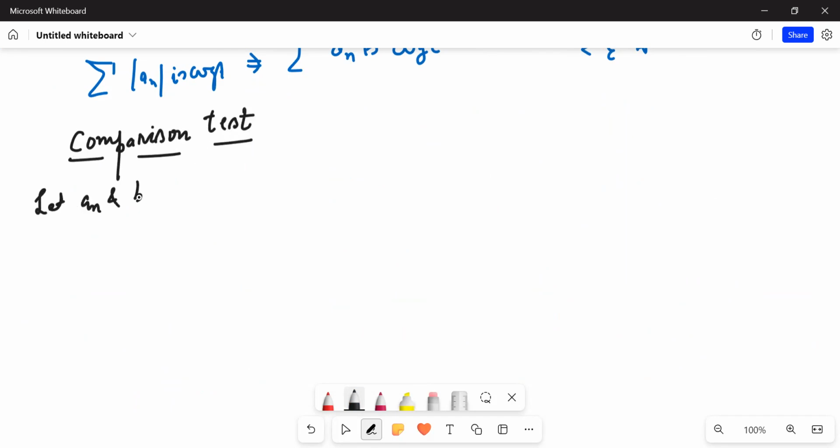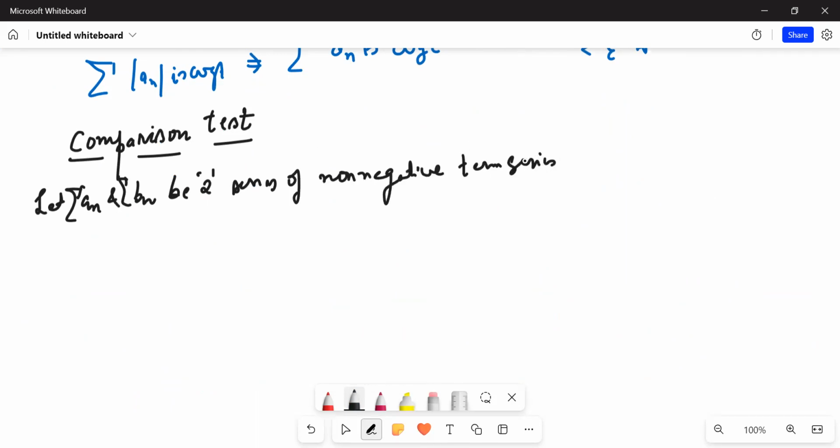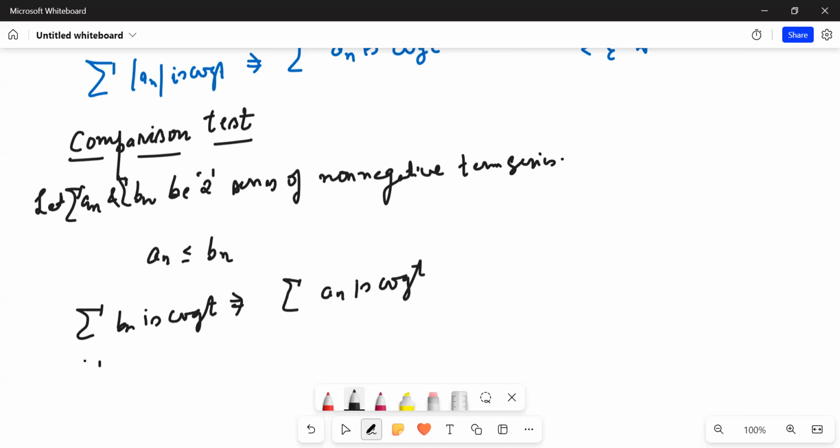Okay, so let an and bn be positive term series or non-negative term series. It will include 0 also. Assume that summation bn is convergent. It implies summation an is convergent. And if summation an is divergent, then it implies summation bn is divergent.